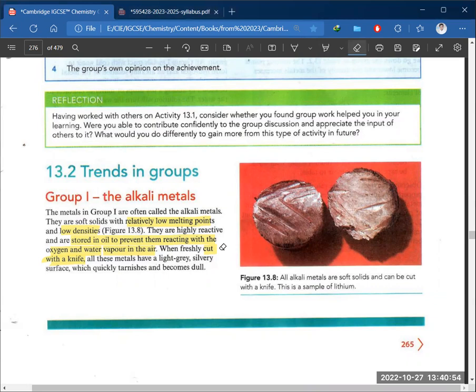Anas, read the highlighted part only. Okay. Relatively low melting points, low densities, stored in oil to prevent them reacting with the oxygen and water vapor in the air. Cut with a knife. All right. So now what we realize is that these have low melting points and low densities. They're stored in oil to prevent them from reacting with oxygen in the air and water.